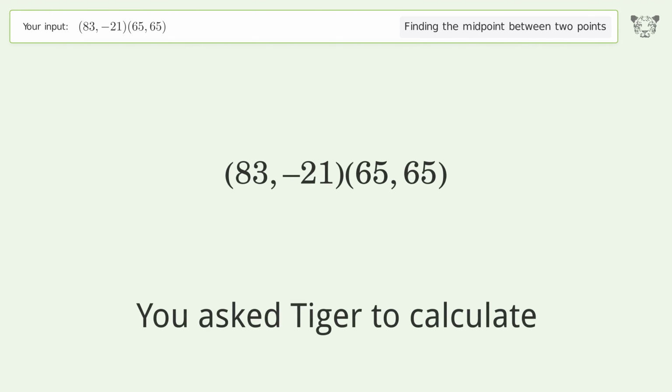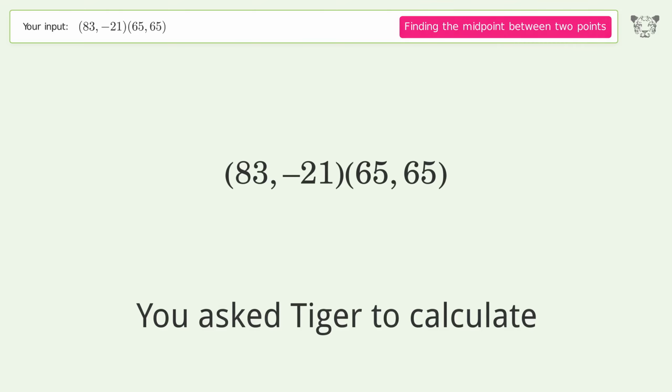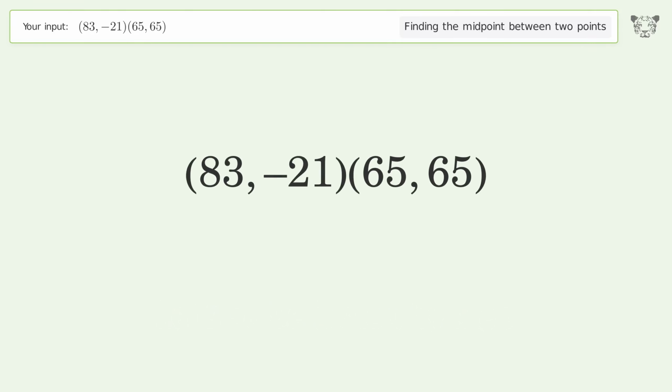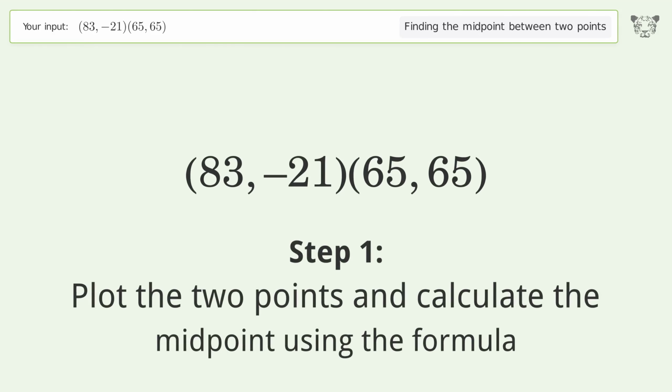You ask Tiger to calculate. This deals with finding the midpoint between 2 points. The midpoint between the 2 points is 74, 22. Let's solve it step by step. Plot the 2 points and calculate the midpoint using the formula.